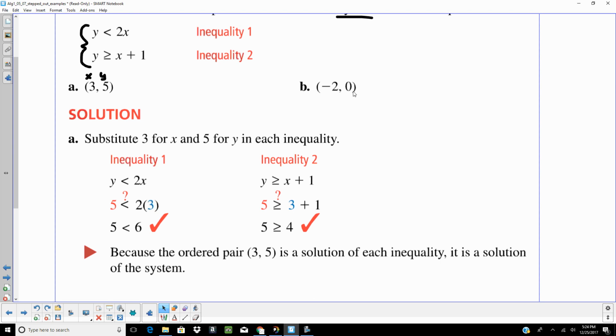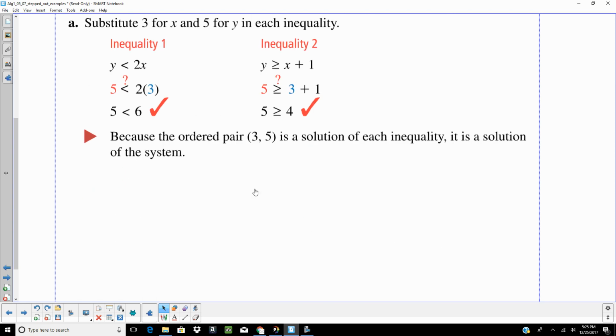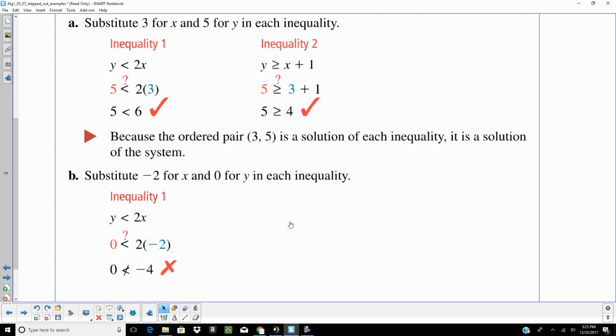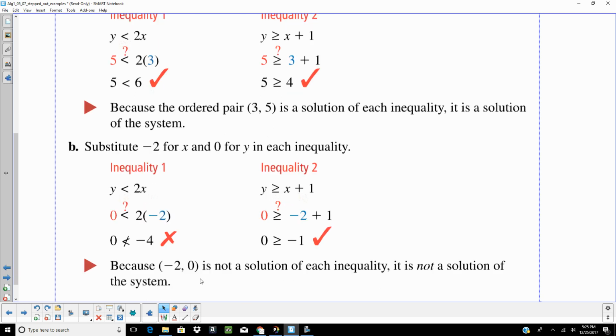Let's see if negative 2, 0 is also a solution. You go to your first inequality, and I'm going to plug in negative 2 for x, 0 in for y. I get 0 is less than negative 4, which is not true. 0 is bigger. So that's a big fat no. That's why there's an x there and a line through that inequality. Even though the second one worked out, it's not true for both of them, so it is not a solution of the system.